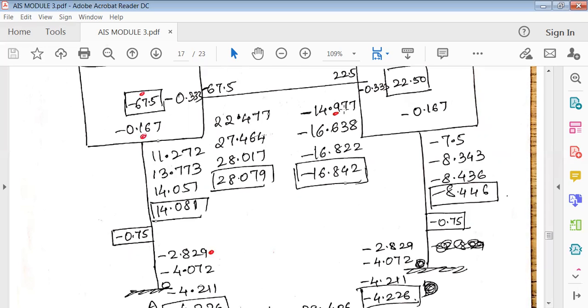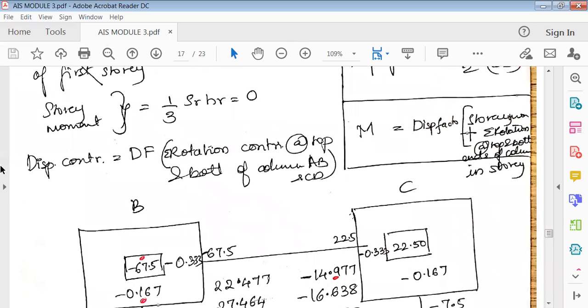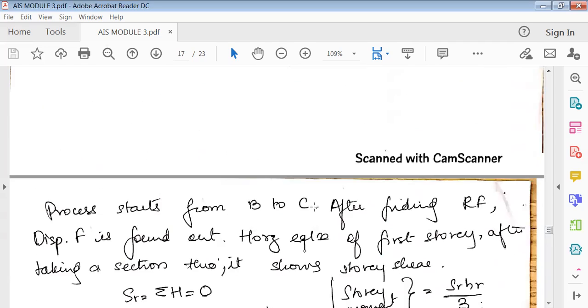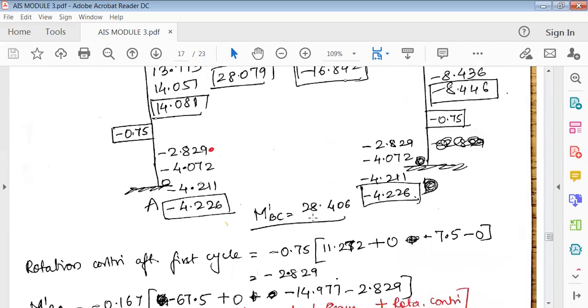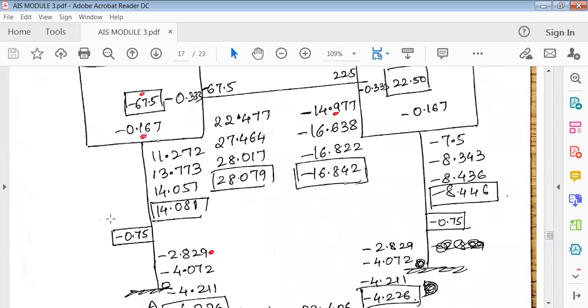Okay, so now we have to use this. So 1, 2, 3, and 4, the first cycle, is done. Now we have to apply the same thing. According to the formula, if you want to find the displacement contribution, it is nothing but the displacement factor into the rotation contribution at the top and bottom of the columns AB and CD only. According to the formula, it is the rotation contribution of the first cycle. So first is the displacement factor, which is minus 0.75, into, open the bracket now.